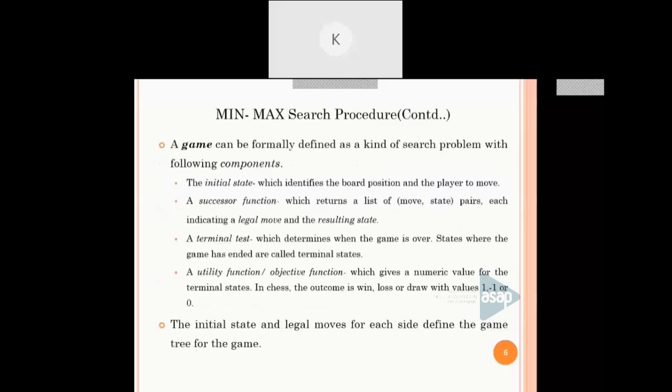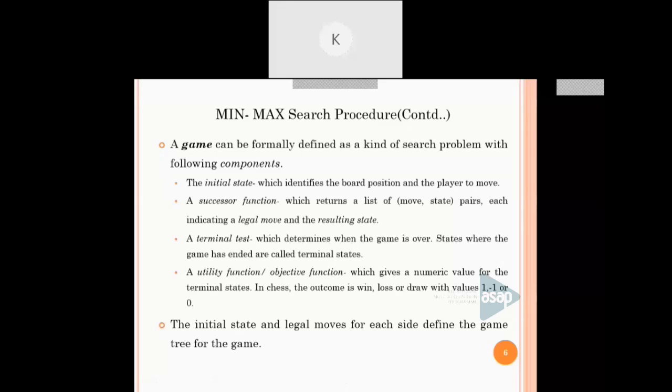Move on to the next slide, the sixth slide. I have already told you the min-max search algorithm is for a game. This algorithm was designed to solve many game problems. We have seen many games in the previous modules. So this min-max search algorithm is designed to solve the search procedure in many games. Generally, we can define a game formally as a kind of search problem with the following components.